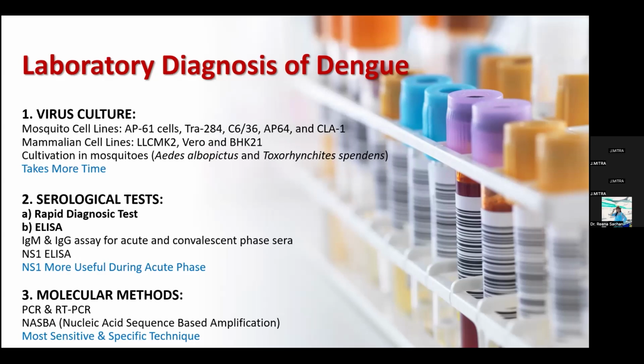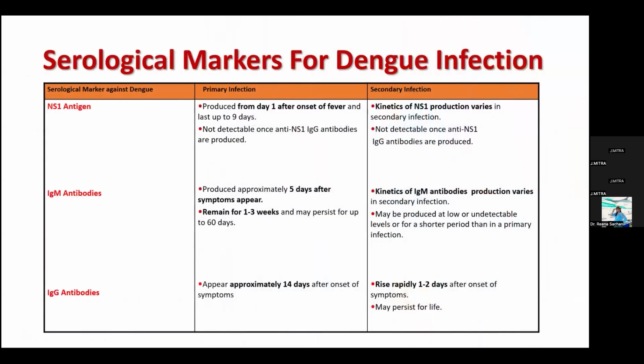And then molecular methods are there. These are the most sensitive and most specific techniques, which include polymerase chain reaction, real-time RT-PCR, and nucleic acid sequence-based amplification assays. So, as already told, serological markers are among the most important in the day-to-day setting. So we need to know the serological markers. There are basically 3 serological markers: NS1 antigen, IgM antibodies, and IgG antibodies.